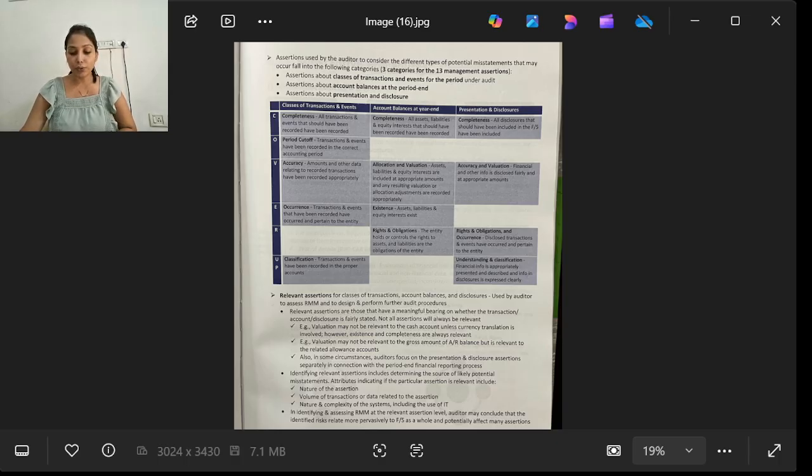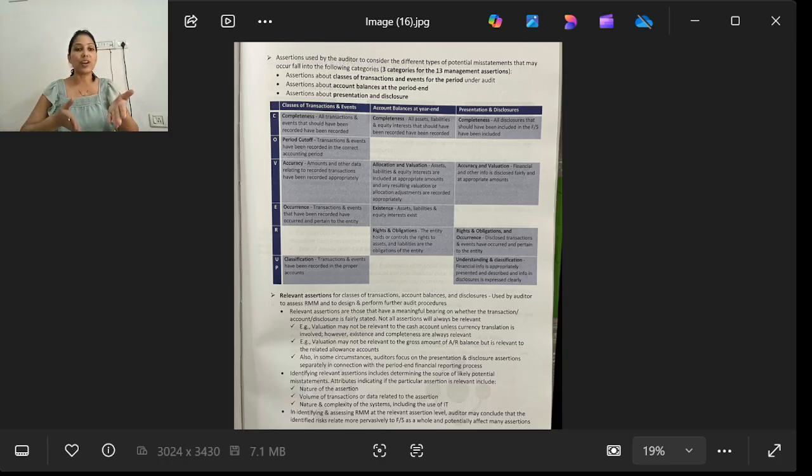Assertions used by the auditor to consider the different types of potential misstatement that may occur fall into three categories. There are three categories and 13 management assertions for those three categories. Assertions are about the class of transactions and events of the period under audit, assertions about account balances at the period end, and assertions about presentation and disclosures. So: class of transactions, account balances at the year end, and presentation and disclosure.